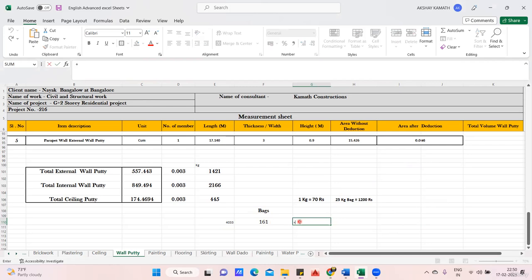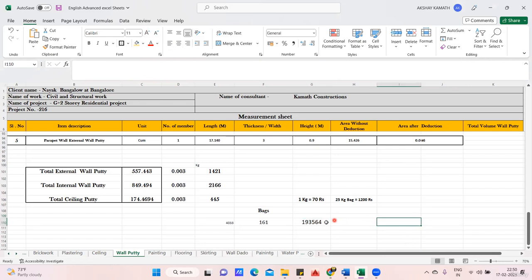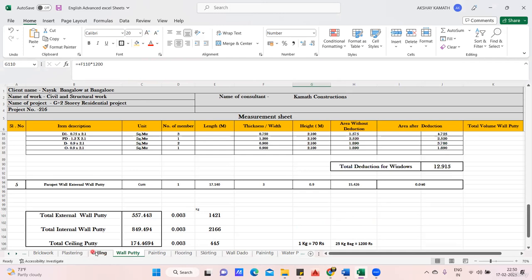So the total cost will be how much? 161, I'll multiply by 1,200. So this is the total cost that will go in procuring wall putty. Let me check what is the answer I have got. Okay. Yeah. 1,93,563 rupees will be gone if I want to do the wall putty for my entire building. Okay. So that is how the estimation has to be done. I've explained you everything. Okay.